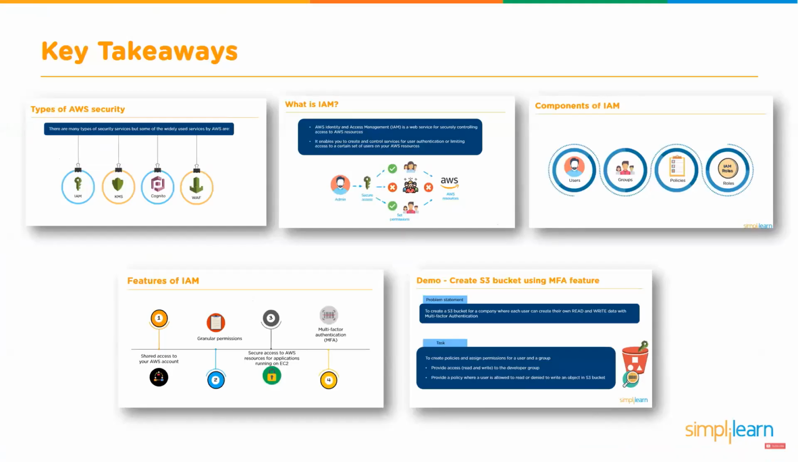What did we learn? We began our discussion with the types of AWS security available with IAM, Key Management Service, Cognito, web application firewall, and then we went deep into the discussion about IAM, identity and access management. We discussed the different components present in IAM, that's users, groups, policies and roles, and we discussed all of them in detail. And we also looked at the features of IAM.